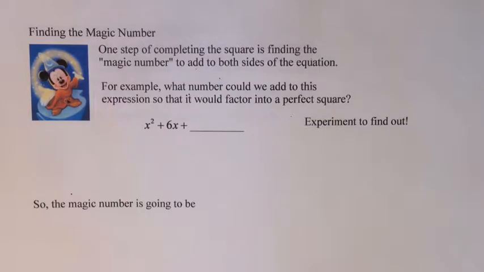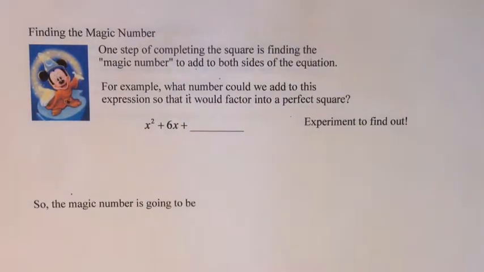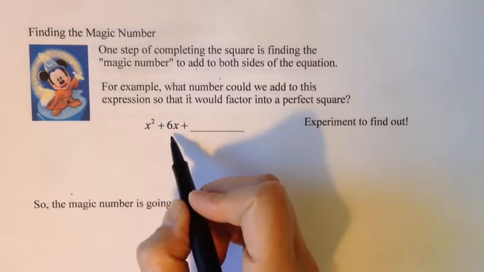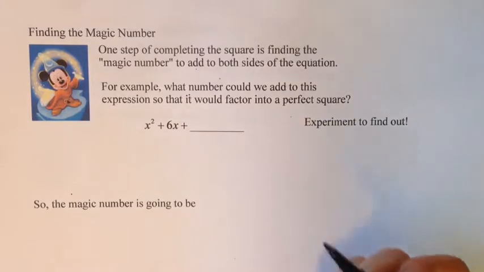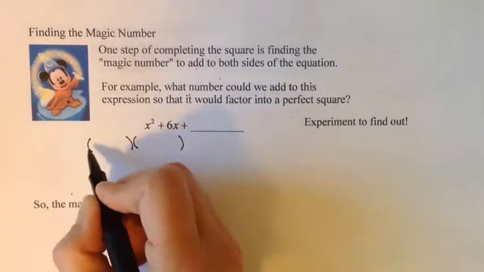One of the steps in completing the square is finding the magic number to add to both sides of the equation. For example, what number could we add to this expression to make it into a perfect square? We're going to do a little bit of experimentation to find out. When we say that we want x squared plus 6x plus some number to be a perfect square, that means we want it to factor into two pieces that are exactly the same.